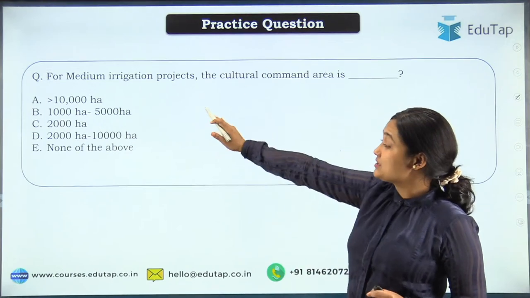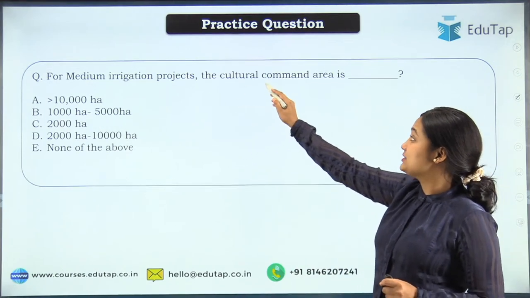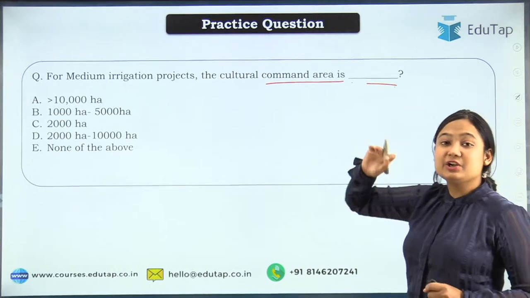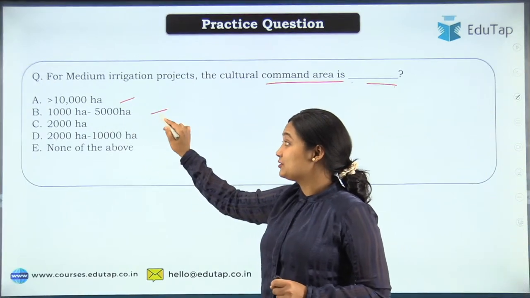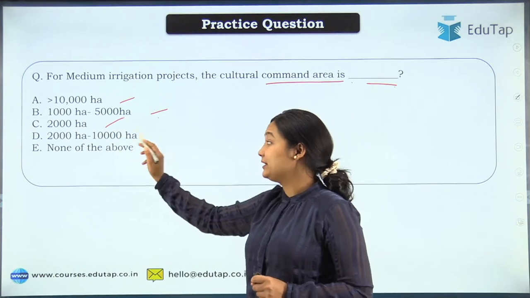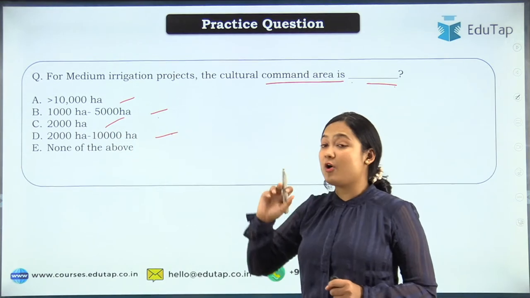For a medium irrigation project, the cultural command area is how much? Your options were more than 10,000 hectare, 1,000 to 5,000 hectare, 2,000 hectare, 2,000 to 10,000 hectare, or none of the above.